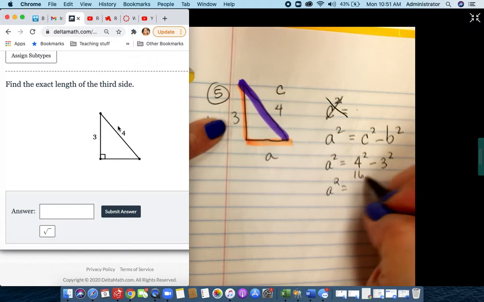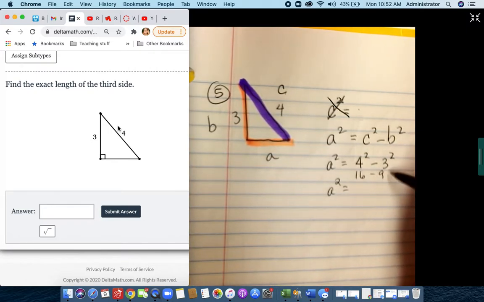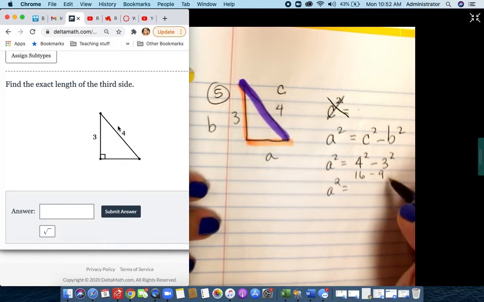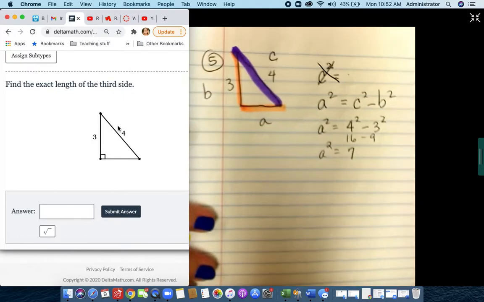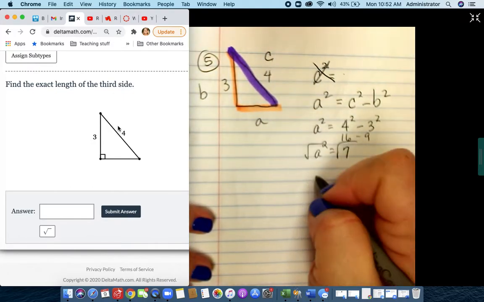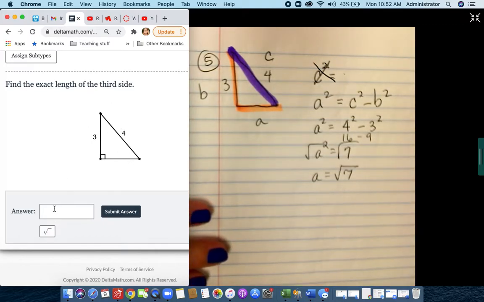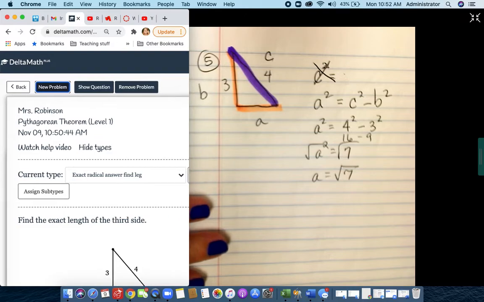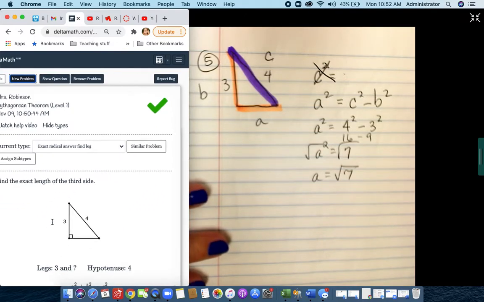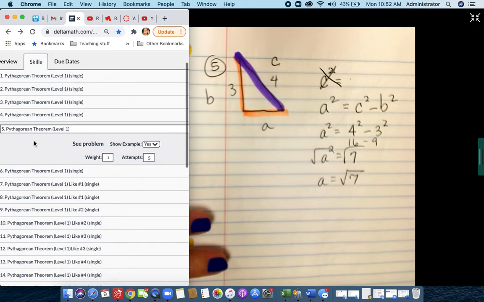And then y'all really can do some of this in your head. 4 squared is 16 minus 3 squared, which is 9. 16 minus 9 is 7. And then when I take the square root of both sides, my A will equal the square root of 7. So remember, if you get a radical that you could simplify, we're still not simplifying it. It's perfectly fine for you to leave it under the radical. So that's an exact length where we get an irrational value.